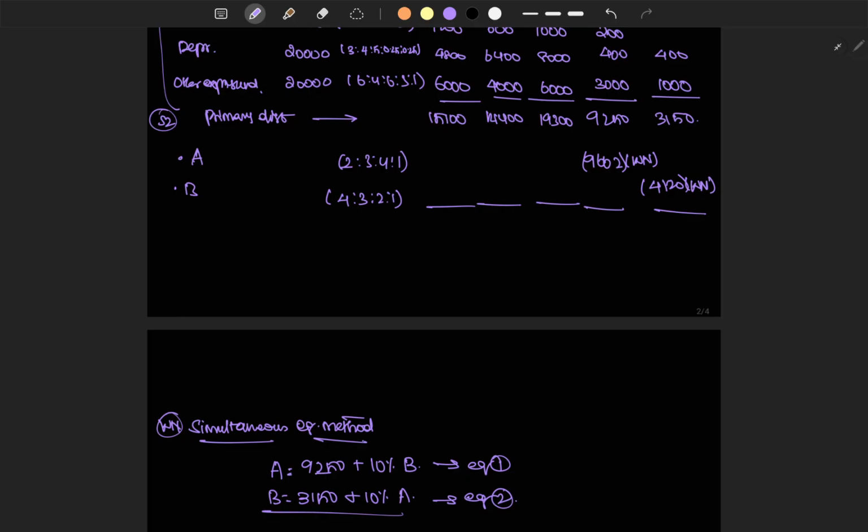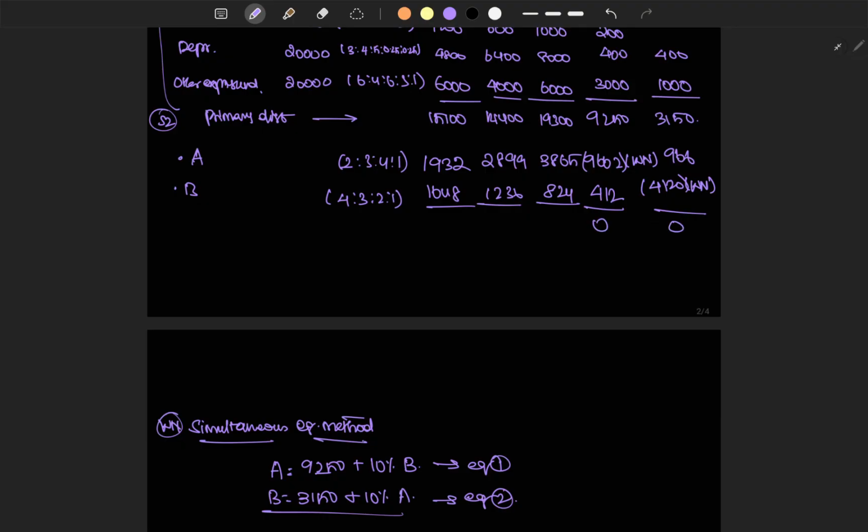We are going to limit to only production departments now with these values. So apportion 9,662 divided by 10, which gives 1,932, 2,899, 3,865, 966. Okay, 4,120 divided by 10 into 4, which is 1,648, 1,236, 824, 412.